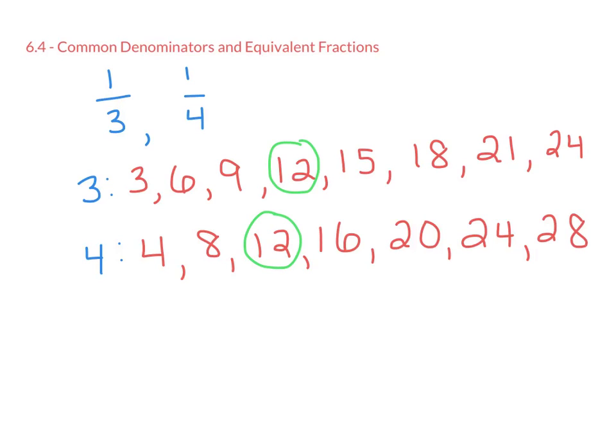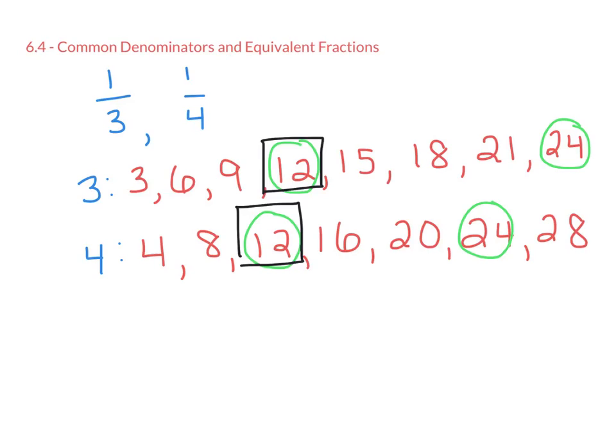Next, we look to see which numbers are in both lists. 12 is a common multiple of both 3 and 4. 24 is also a common multiple of both 3 and 4. We could use 12 or 24 as a common denominator for 1/3 and 1/4. Most people prefer to use the least common multiple, or the smallest number that's in both lists. In this case, the least common multiple between 3 and 4 is 12. It's a multiple of both numbers, and it's the smallest multiple.